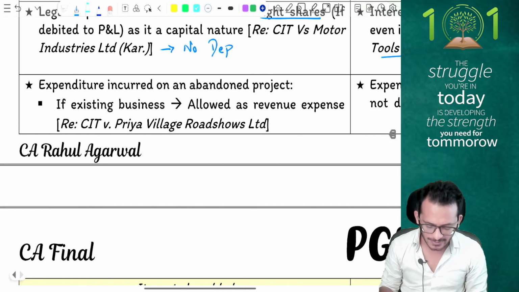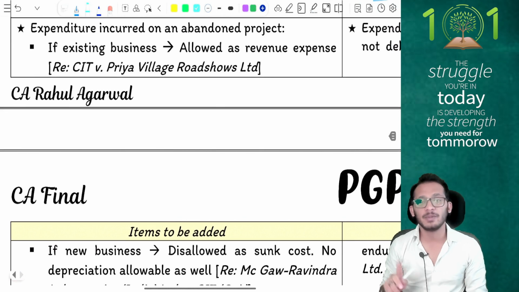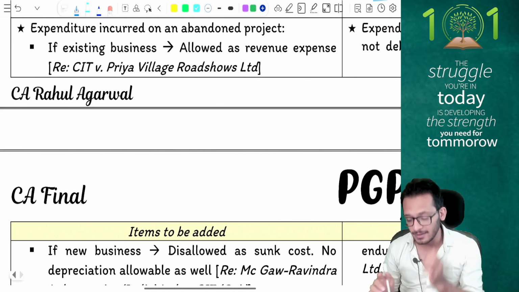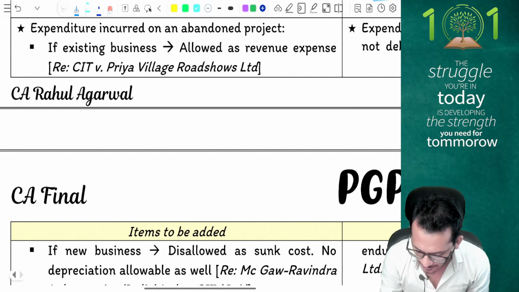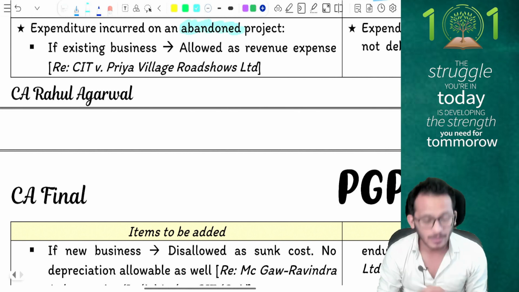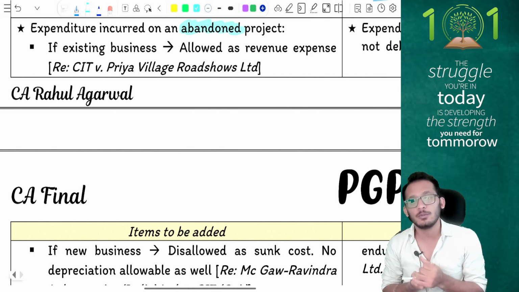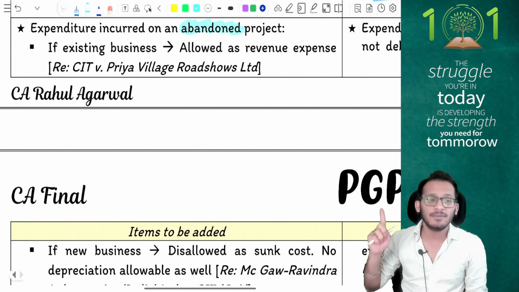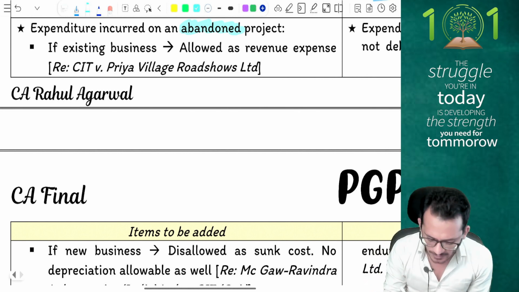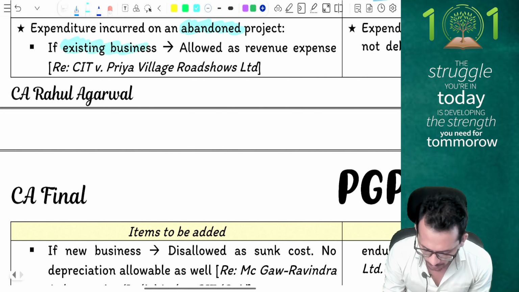Clear? Yes. The next one is again a case law, people, which you have to pay attention to. This has been tested in exams multiple times: when you incur any expenditure for abandoned projects. What are abandoned projects? It means you started a new project and then decided that you want to stop the project because it is not feasible anymore. I will ask you a simple question. Tell me, was the business an existing one or a new business?